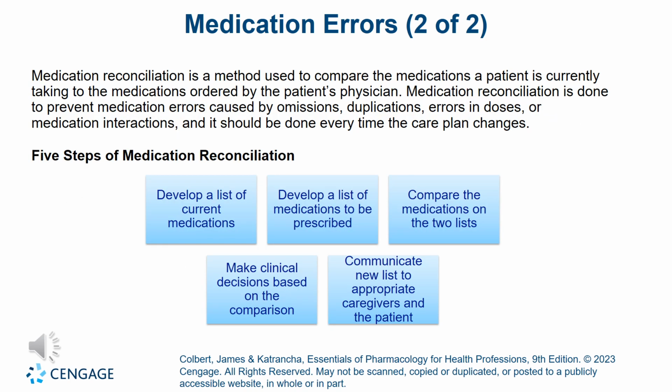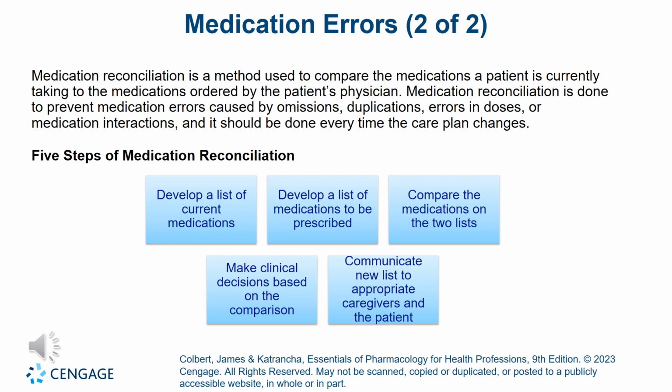Medication reconciliation is a method used to compare the medications a patient is currently taking to the medications ordered by the patient's physician. Medication reconciliation is done to prevent medication errors caused by omissions, duplications, errors in doses, or medication interactions, and it should be done every time the care plan changes. There are 5 steps, according to the Joint Commission, to look at for medication reconciliation.